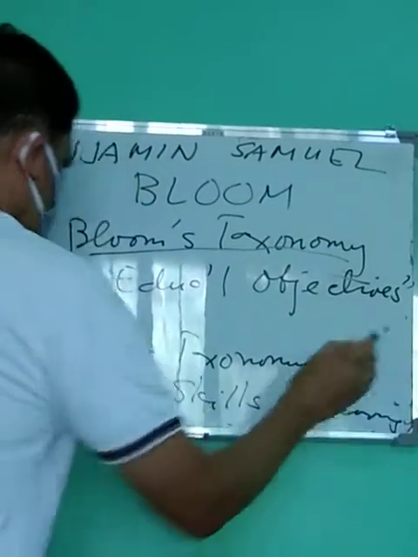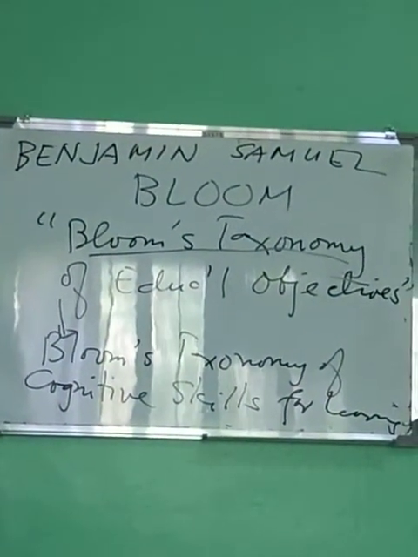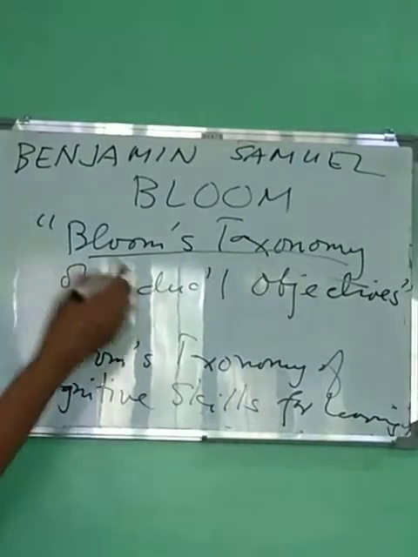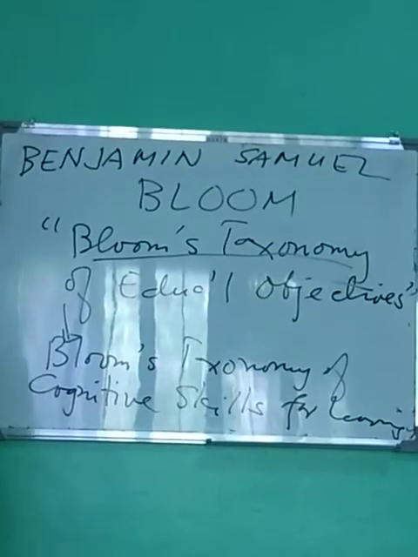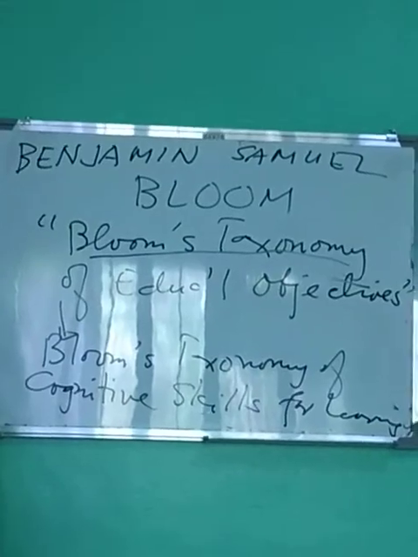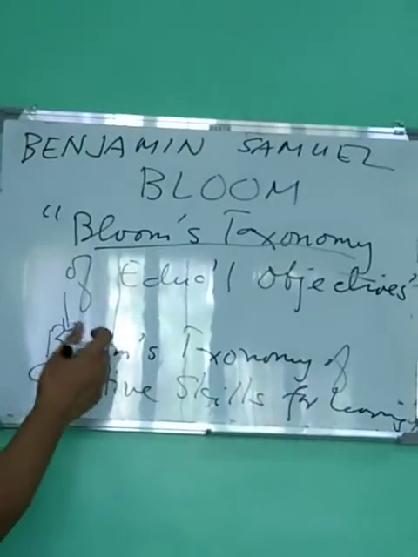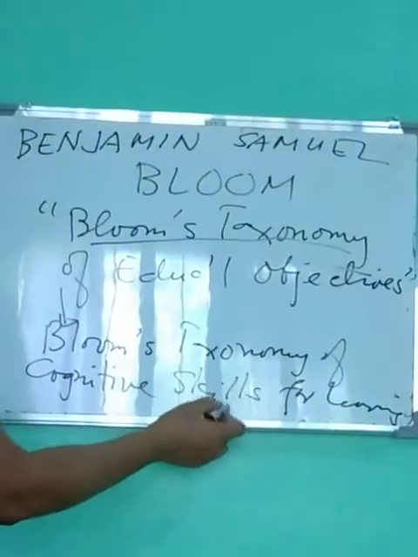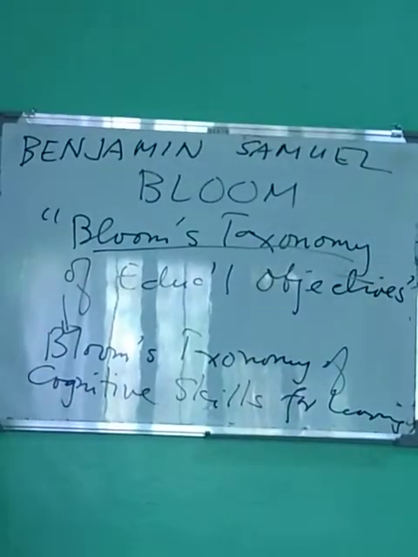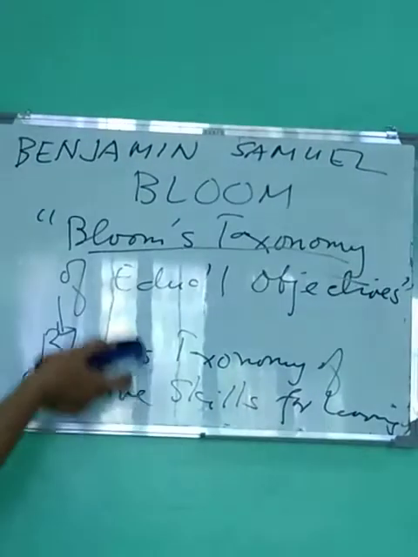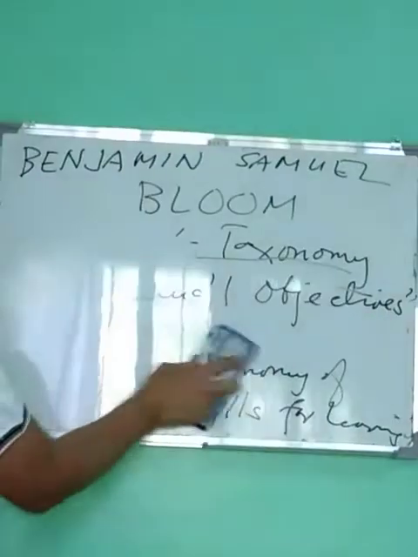These are skills that are required for learning effectively. So we now discuss Bloom's taxonomy of educational objectives, or what we call Bloom's taxonomy of cognitive skills required for learning. These are the same.